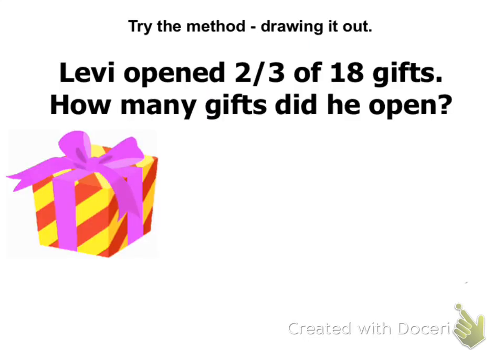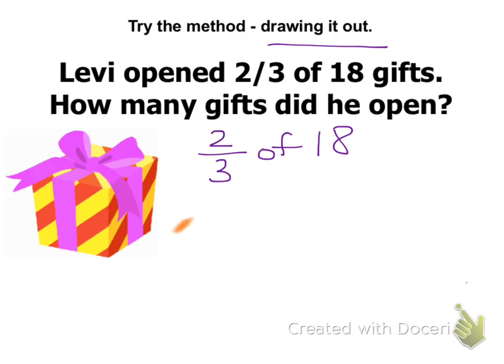Alright, try this one. Levi opened 2/3 of 18 gifts. How many gifts did he open? So we have 2/3 of 18, and we want to do the drawing it out. So on your paper, you have to think about how many gifts that is you would draw, and just make dots, don't do gifts, that'll take way too long.